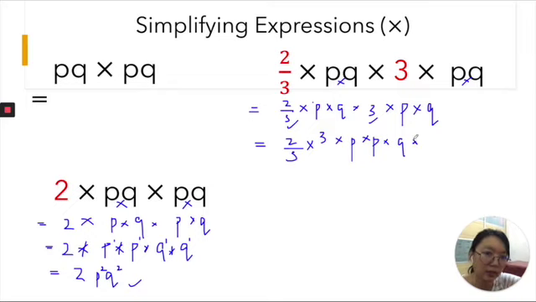Then I can simplify them. How? Number and number, as usual. So 2 times 1 divided by 1 is 2. Oh, I have P. P repeating how many times? 1, 2. P square. And Q repeating 2 times. Q square. So 2 P square, Q square.